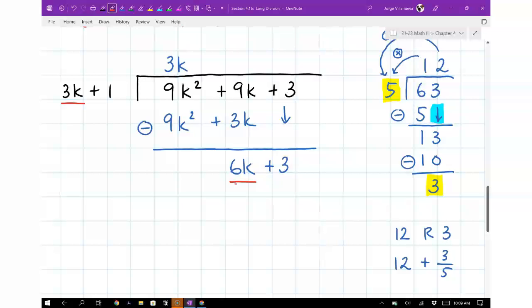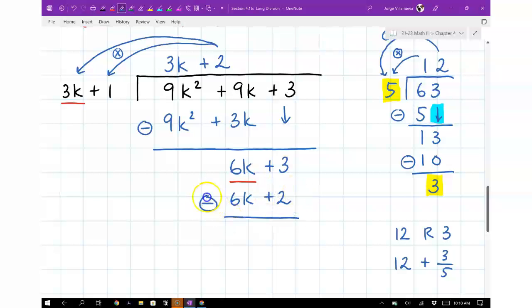3k has to become 6k. What do I multiply by? Someone said it. Go ahead. But well, not k, but just 2, right? Let me change that color. A positive 2. We're going to multiply this by a positive 2. So 2 times 3k is 6k. And 2 times 1 is 2. And I'm going to subtract.